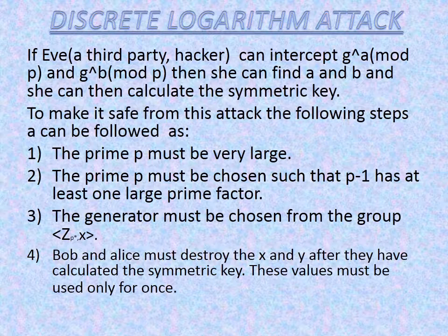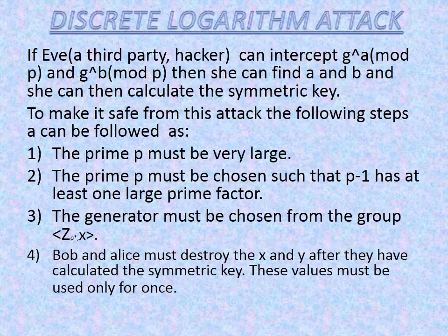For this, let us assume that there is a third party between the two parties who are expecting to communicate with each other, and we are assuming that this third party is Eve. So if Eve can intercept both the messages, that is g raised to the power a mod p and g raised to the power b mod p, then she can easily find a and b, the secrets of the two parties, and then she can calculate the symmetric key very easily. Only then, if she can intercept both the messages.